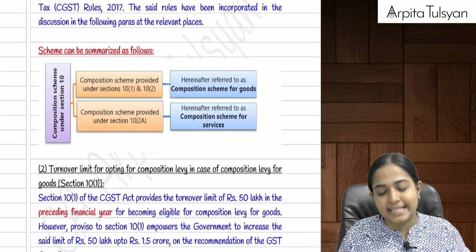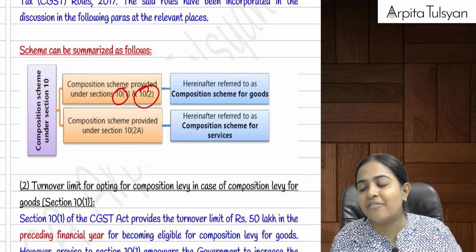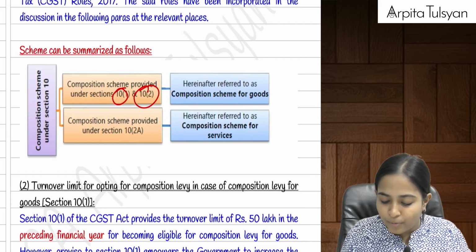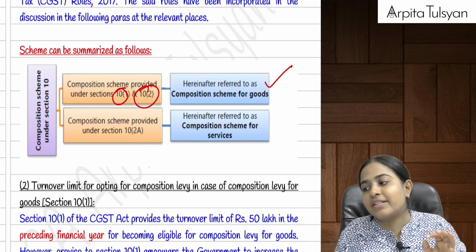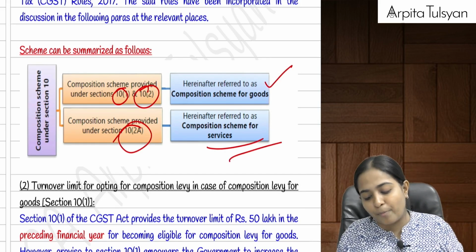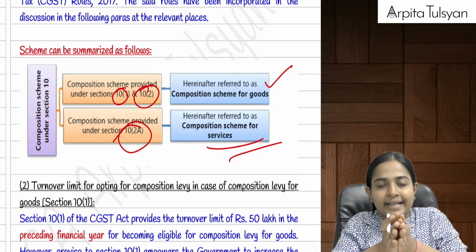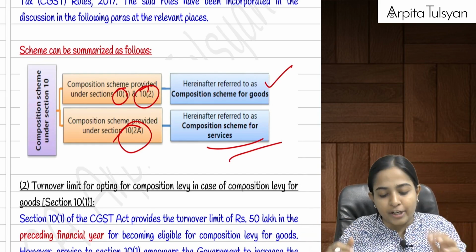First of all, let's see the section numbers, everyone. You have got two sections. First, section 10.1 and 10.2, which talk about the composition scheme for goods, and then section 10.2a, which refers to the composition scheme for services. 10.2a was inserted later. It was introduced later.